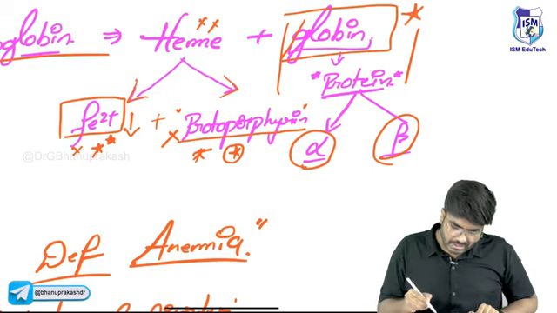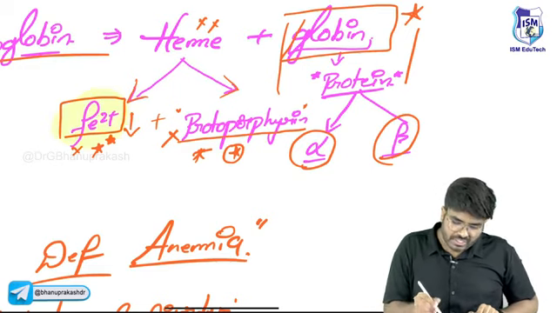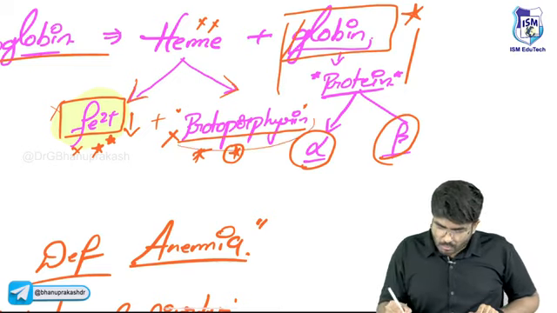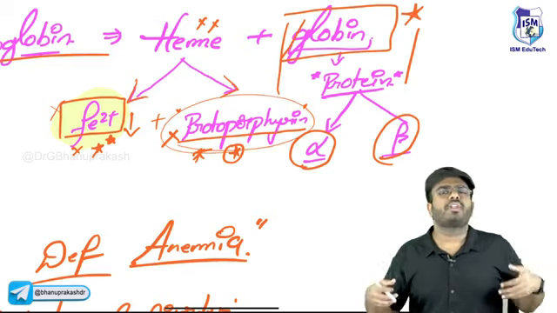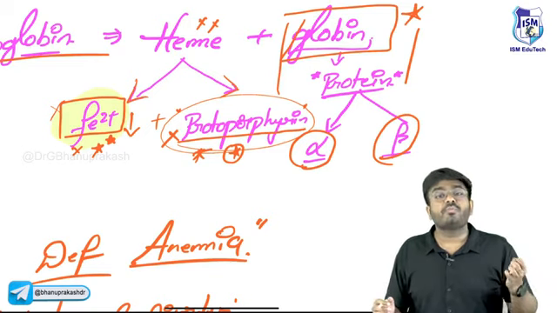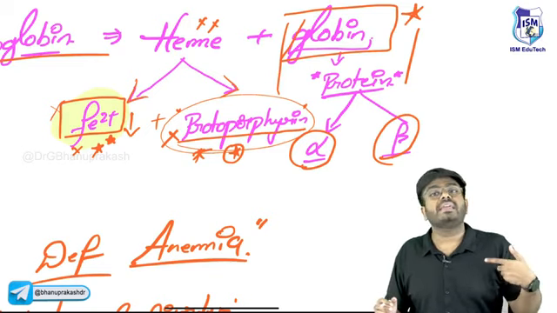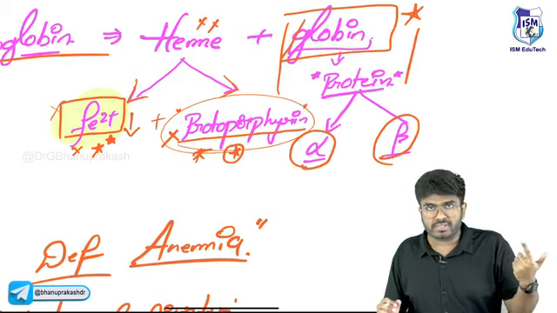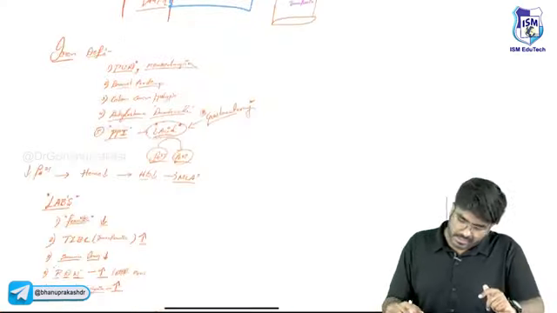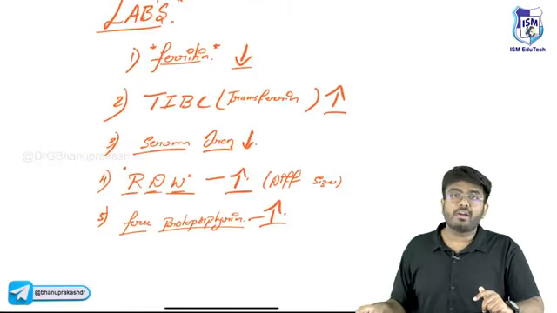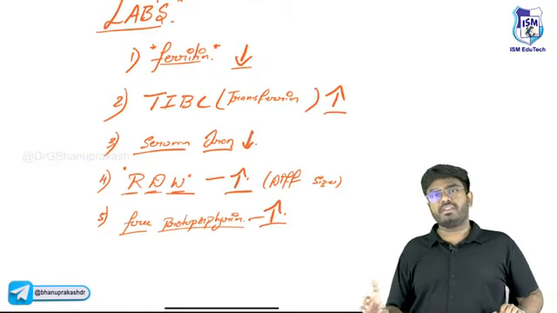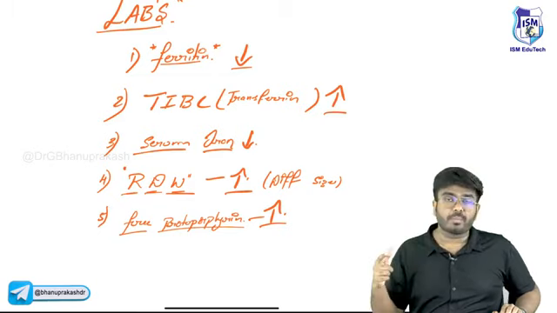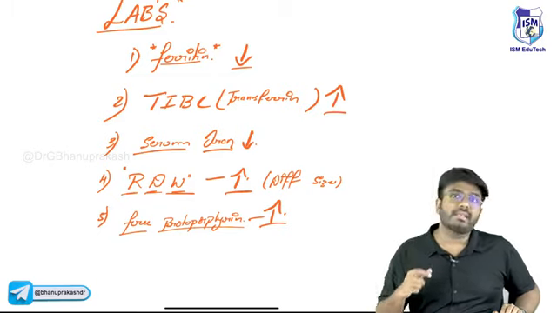Now in our condition, what about the iron? Iron is deficient. Iron is not there. When iron is not there, what about the protoporphyrin? Protoporphyrin is freely available within the cells. So free protoporphyrin levels in the cell are going to increase. That's why in iron deficiency anemia, the patient is going to have decreased ferritin, increased TIBC, decreased serum iron, and increased red cell distribution width and free protoporphyrin levels.